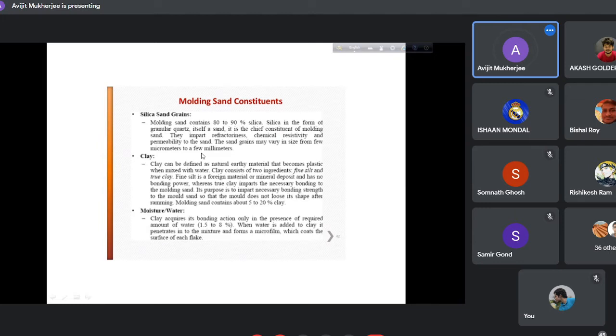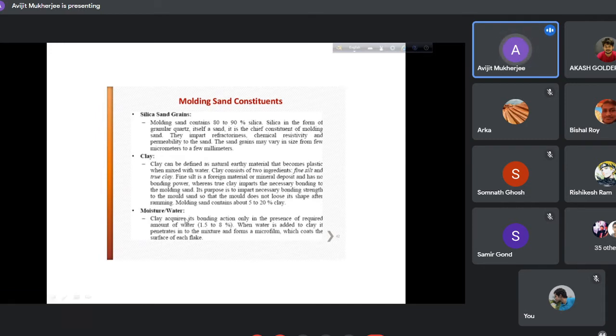So when dry silica sand is taken, it can't be used as a molding material. You can't apply pressure. It can't be adhered to any external surface or internal surface. So the requirement is to add some other ingredients or constituents. What are those? Moisture. Third point you observe here, moisture.